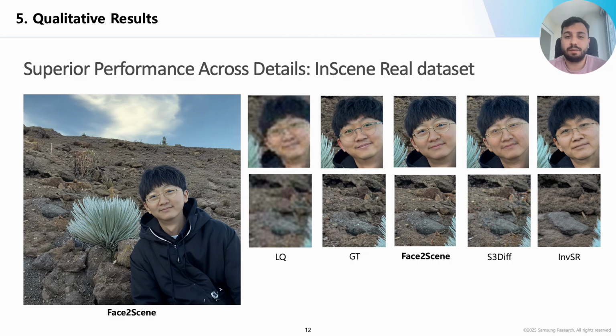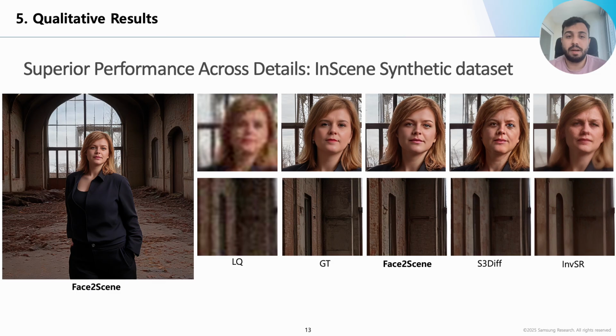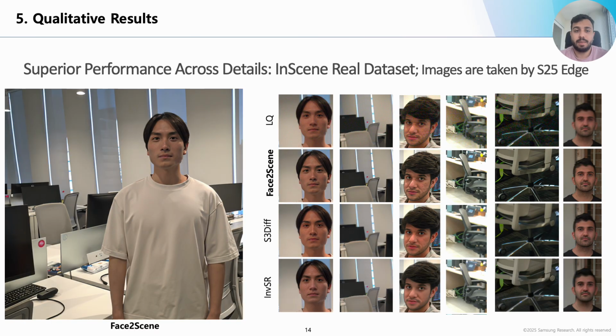Here we show qualitative comparisons on real-world images from the in-scene real dataset with synthetic degradation. You can see that Face2Scene restores both the face and the surrounding scene with much better clarity and coherence. Here is another example on synthetic images from the in-scene synthetic dataset with synthetic degradation. Here is also another example on real images from the in-scene real dataset with real-world degradations. As I said, images are taken using an S25 Edge mobile phone in the real-world degradation settings.